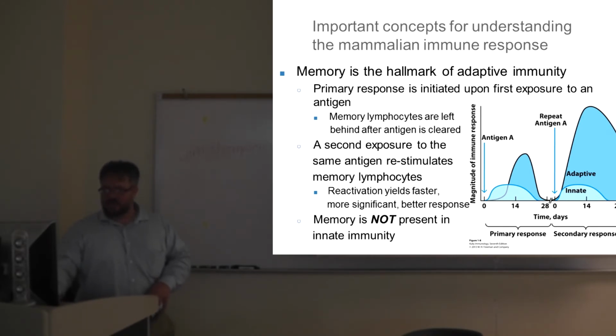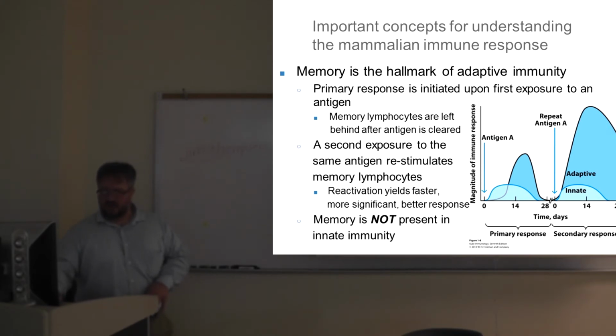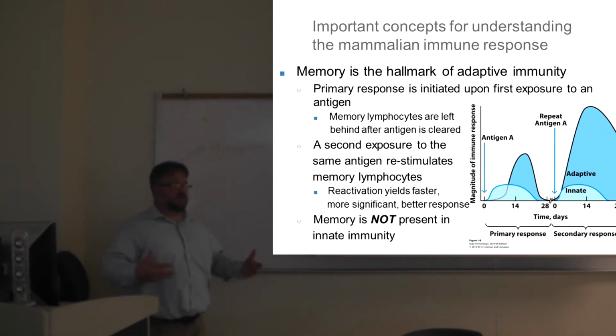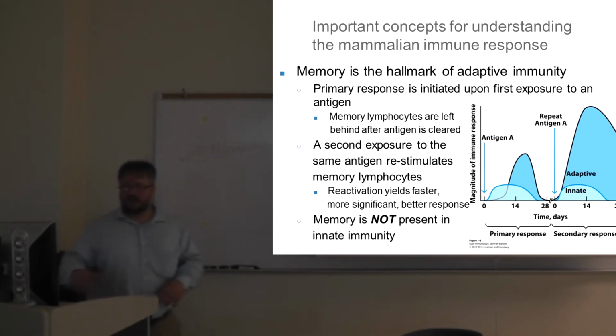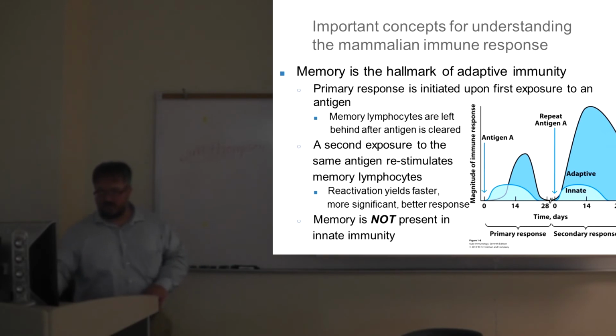The primary response is initiated upon first exposure to an antigen. This is what we call the primary response. After that, a lot of the lymphocytes that divided will hang around, become memory cells, and are left behind. They'll sit in the tissues maybe, or in the bone marrow, and basically wait until you need them. A second exposure to the same antigen re-stimulates memory lymphocytes, but instead of starting with one, you're starting with tens of thousands of cells. So it's much more rapid to ramp that response up.